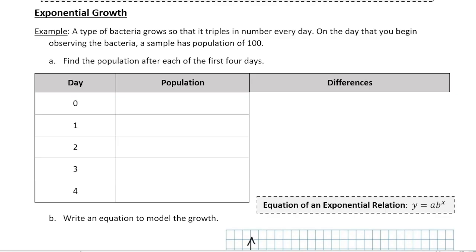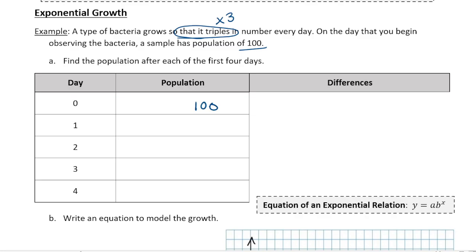So bacterial growth, population growth of any kind, is something that's modeled very well by exponential equations, including human population growth. So for this one, we're going to have a type of bacteria, and it starts with a population of 100. So on day one, we have 100 bacteria. And then we know that it triples every day. So its growth factor is going to be times 3 every day.